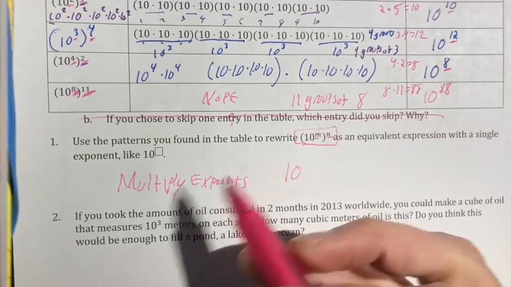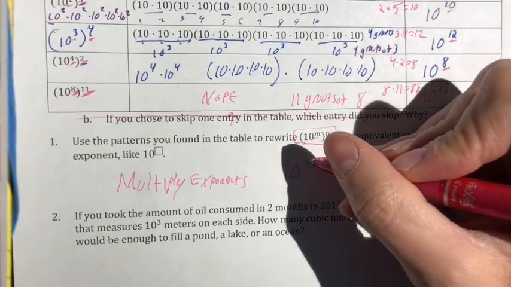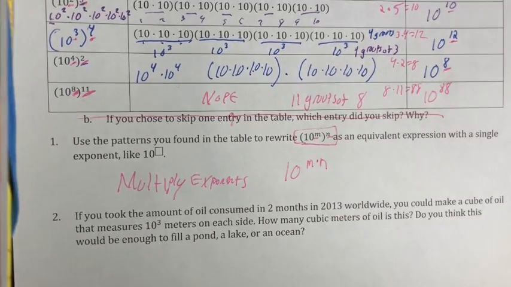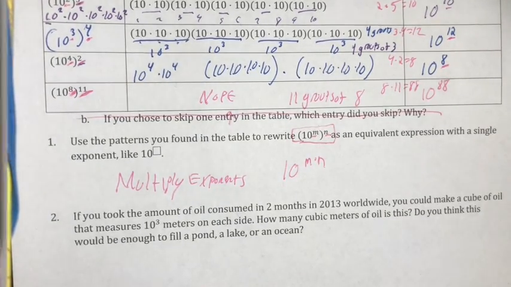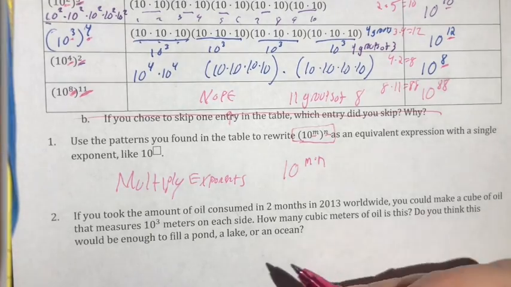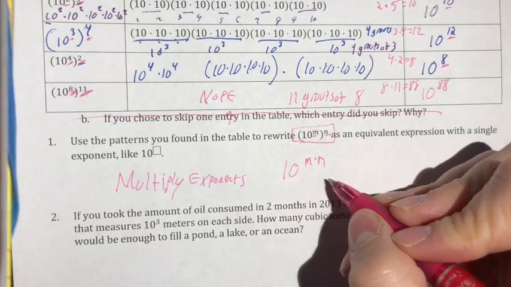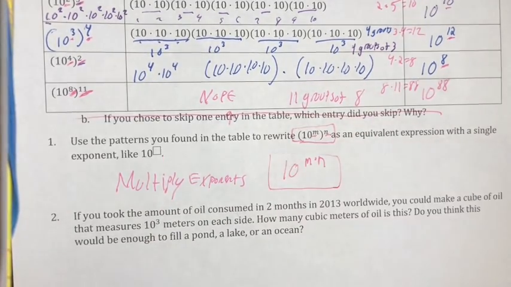How do I multiply m and n together? Well, just m times n. So that shadow is killer. I'm going to move this light. Very sorry. So multiply my exponents, and that gets me 10 to the m times n power.